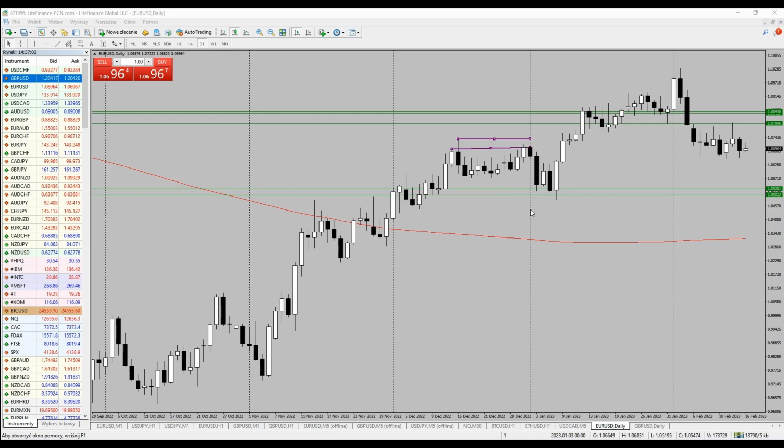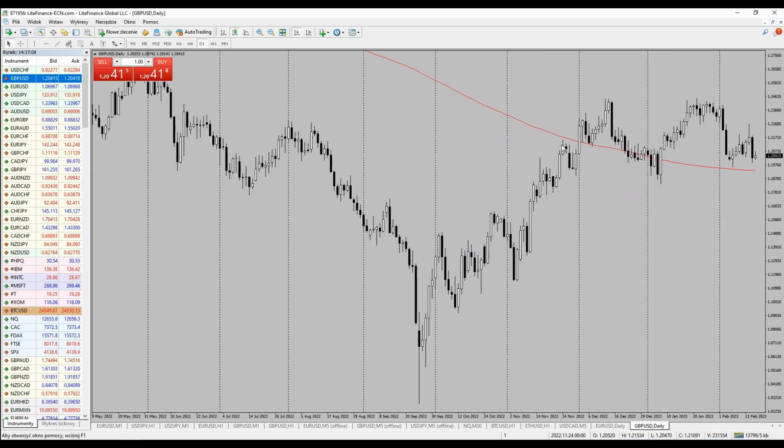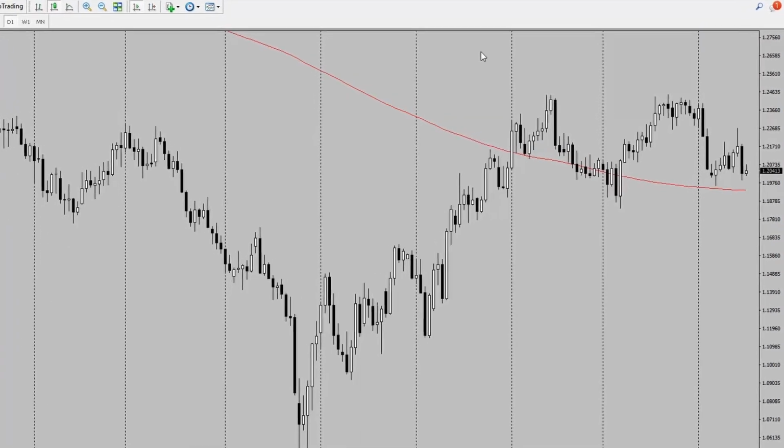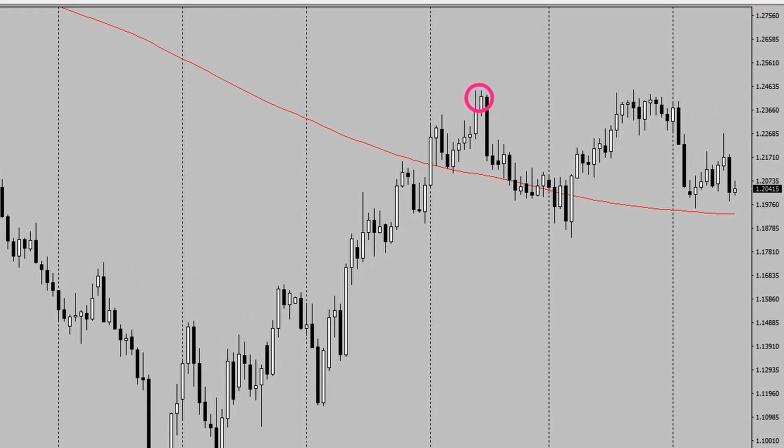But let's make a few more lines just for you to understand how to make it. This time we have the cable over here, right? And what is very important and significant is somewhere around this level over here. Why? Because from here we went lower, much lower.